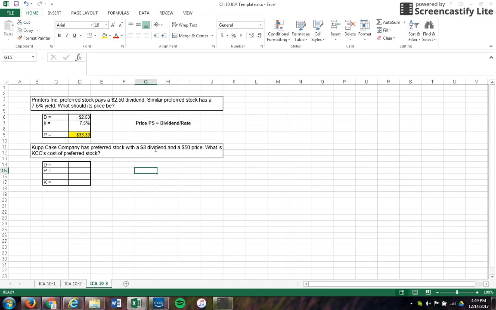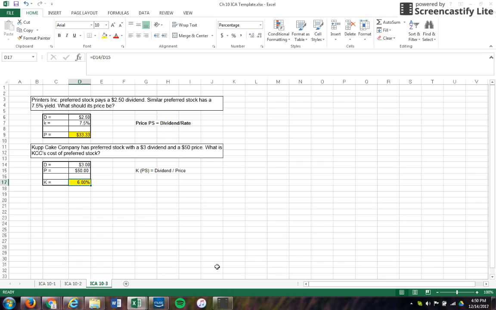Cupcake Company has preferred stock with a $3 dividend and a $50 price per share. What is their cost of preferred stock? So we're looking for the K in the formula. If we rearrange this, K of preferred stock is our dividend divided by our price. So we have a dividend of $3 and a price of $50. That gives us a required return, 3 divided by 50, for Cupcake preferred stock. It gives us a return of about 6%.